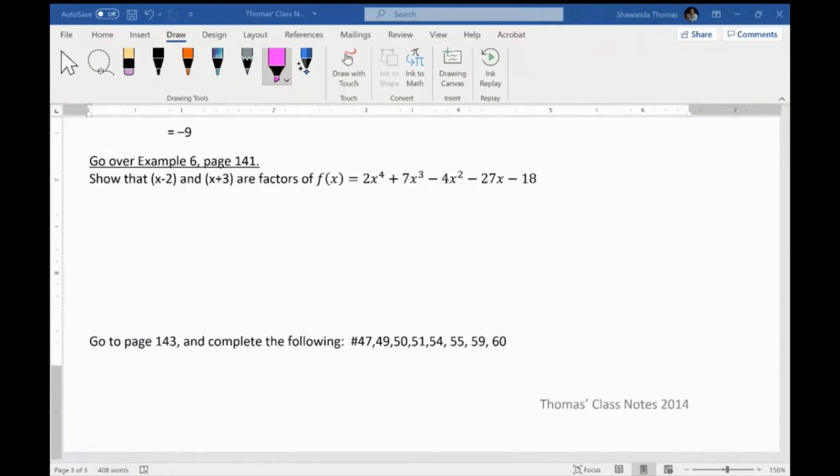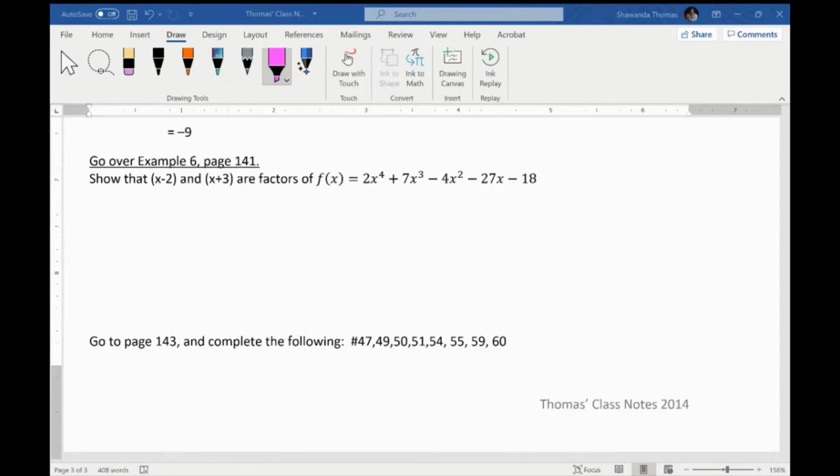x minus 2 and x plus 3. So how many do we have to find? How many remaining factors are there? 2 more we have to find. Now, notice it says show that x minus 2 and x plus 3 are factors. So they're telling us these are factors.